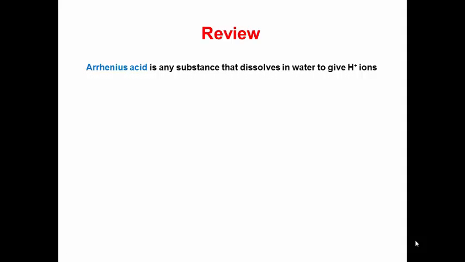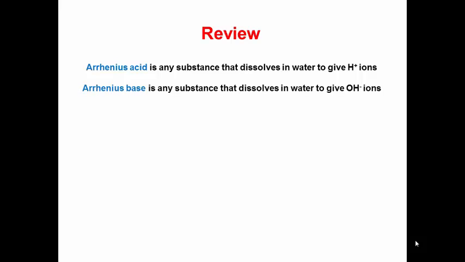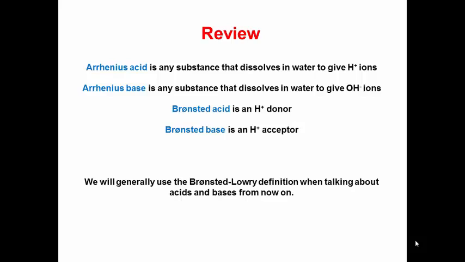So just to review these definitions of acids and bases, an Arrhenius acid is any substance that dissolves in water to give H+ ions. An Arrhenius base is any substance that dissolves in water to give OH- ions. A Bronsted acid is an H+ donor, and a Bronsted base is an H+ acceptor. And just so you know, from now on, we'll generally use the Bronsted-Lowry definition when we're talking about acids and bases. So you want to be thinking about acids as H+ donors and bases as H+ acceptors.